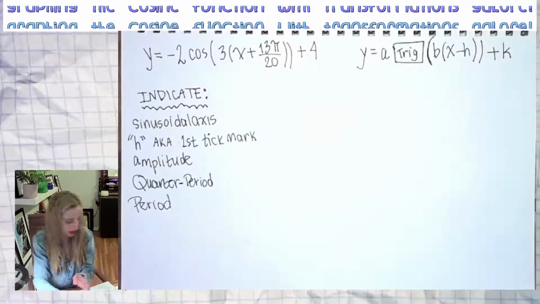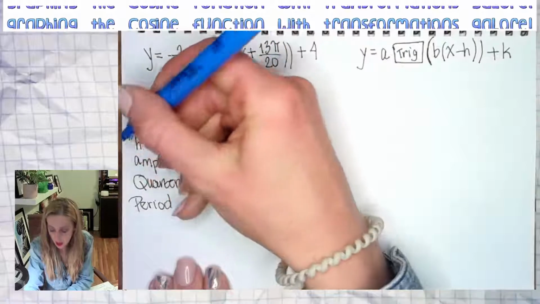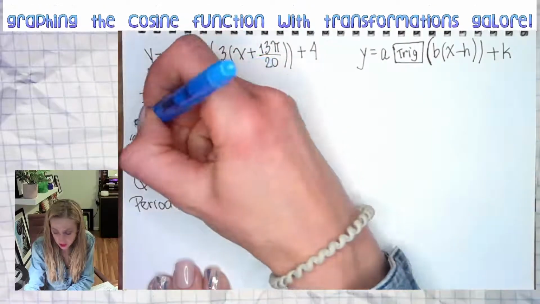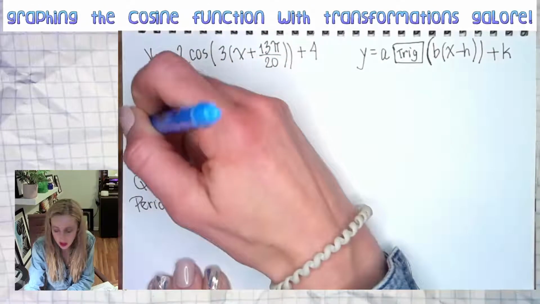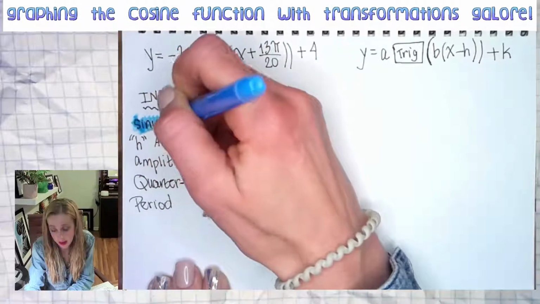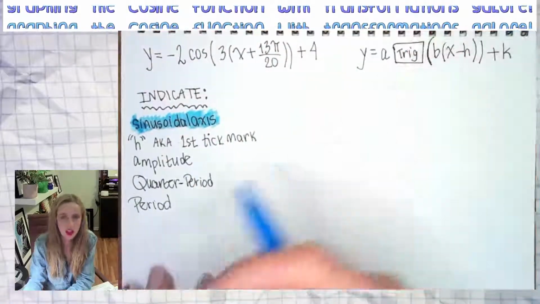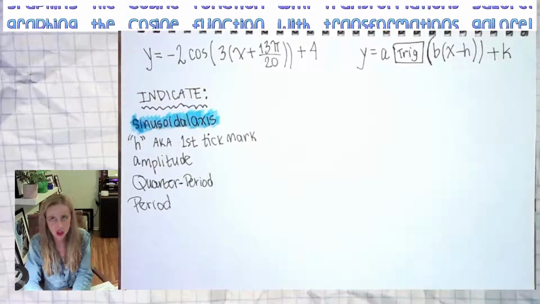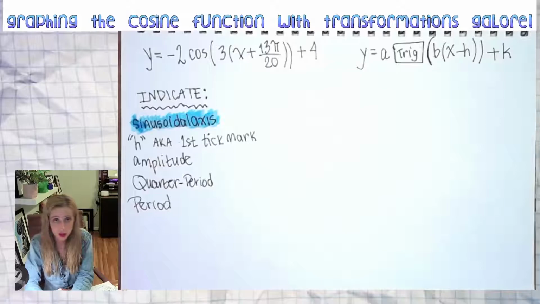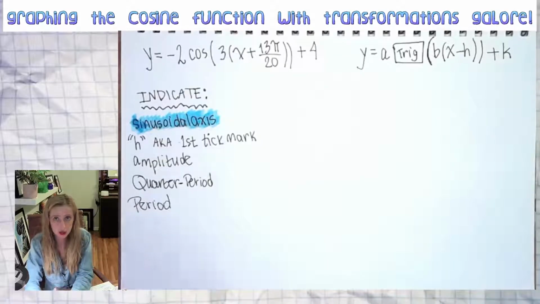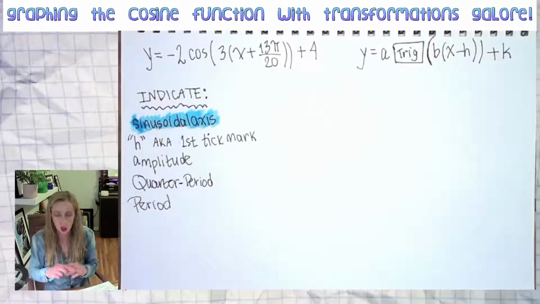I'll color code it as we go. But when we see that it is cosine, you always have to kind of slow down. I would say one of the main mistakes people make, while I color code this, one of the main mistakes people make is they do all of the stretches, compressions, reflections, all this stuff beautifully. Horizontal shift or translation, vertical shift or translation, excellent.